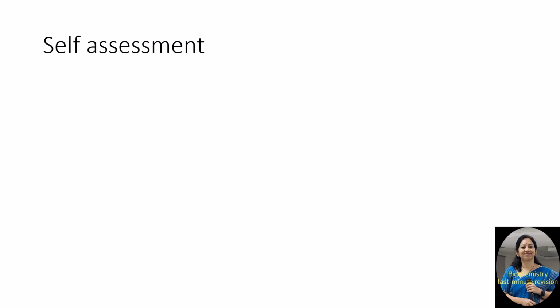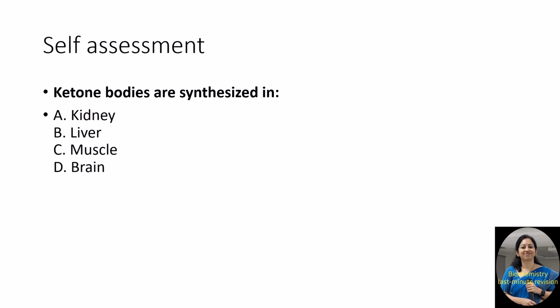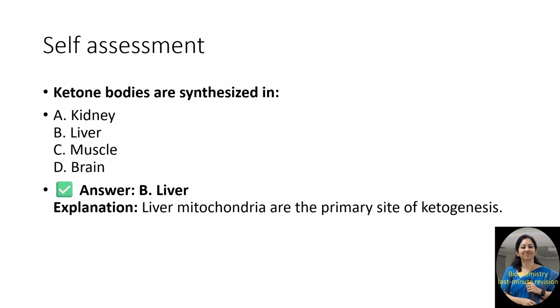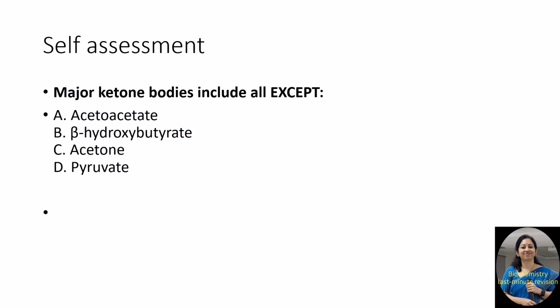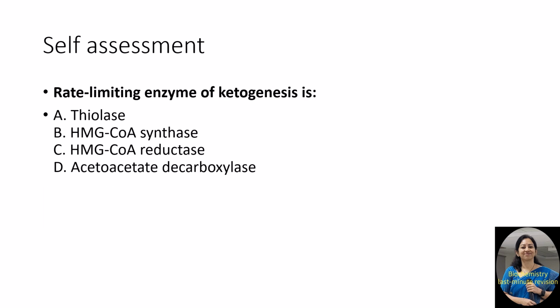Coming to the assessment part, simple straightforward question: ketone bodies are synthesized in the liver, and the cell organelle involved is the mitochondria. Major ketone bodies include all except pyruvate. The rate limiting enzyme of ketogenesis is HMG-CoA synthase. HMG-CoA reductase is the rate limiting enzyme of cholesterol biosynthesis, whereas HMG-CoA synthase is the rate limiting enzyme of ketogenesis.